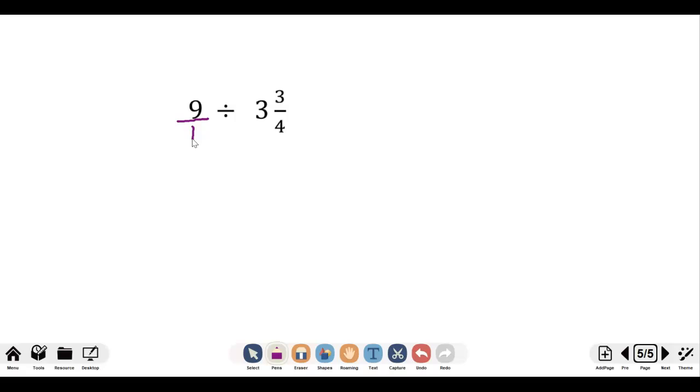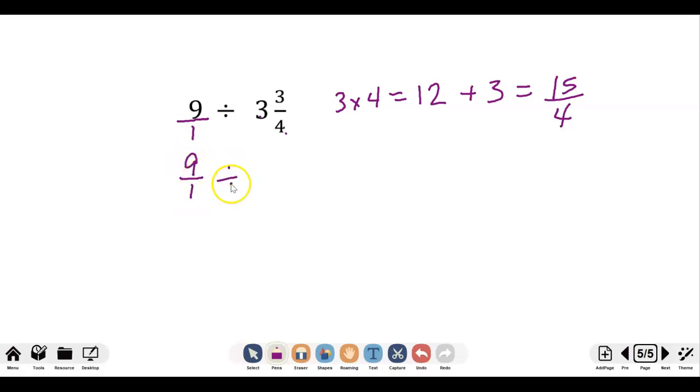And then we're going to take our mixed number 3 3/4. 3 times 4. So we take the whole number times the denominator. And that gives us 12. And then we're going to add those 3 slices. So we have 15, and our denominator stays the same, so we have 15 fourths. So I rewrite this as 9 over 1 divided by 15 fourths.